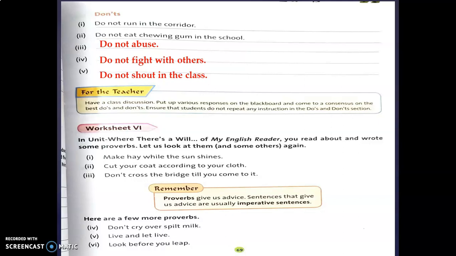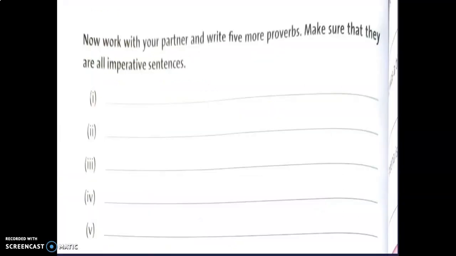Here are a few more proverbs. Don't cry over spilt milk. Live and let live. Look before you leap. Now, work with your partner and write 5 more proverbs. Make sure that they are all imperative sentences.